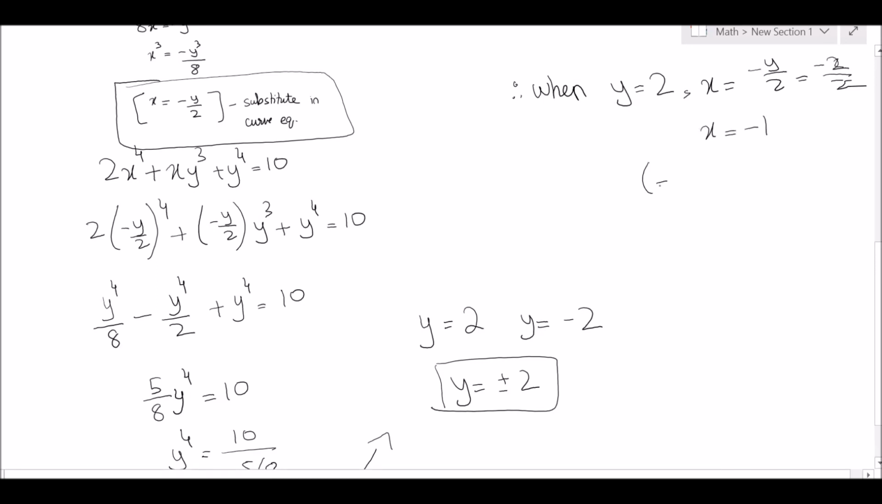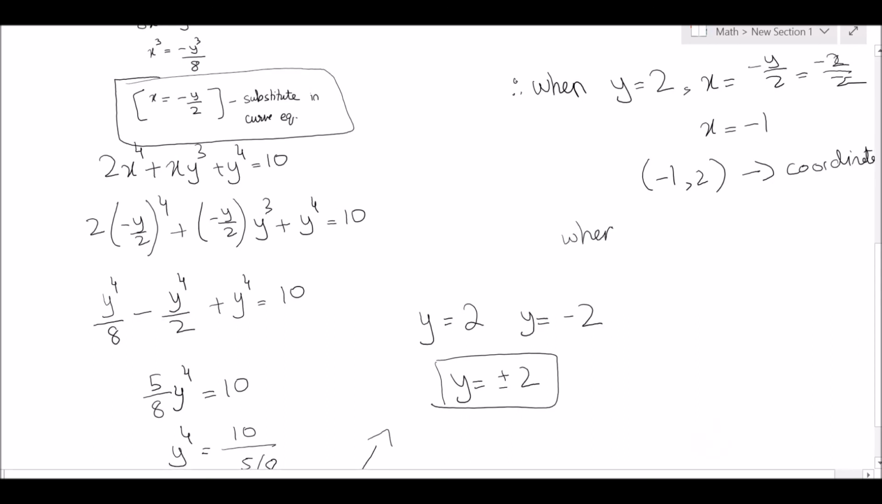So minus 1 and 2 is one of our coordinates, and when y is equal to minus 2, x is equal to minus y over 2, minus of minus 2 over 2, so x is equal to 1. So our second coordinate is 1 and minus 2.